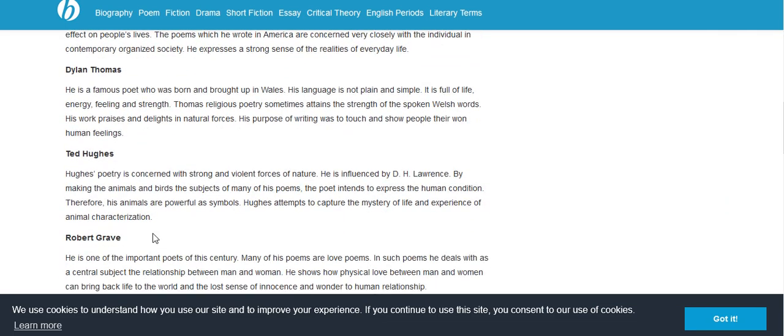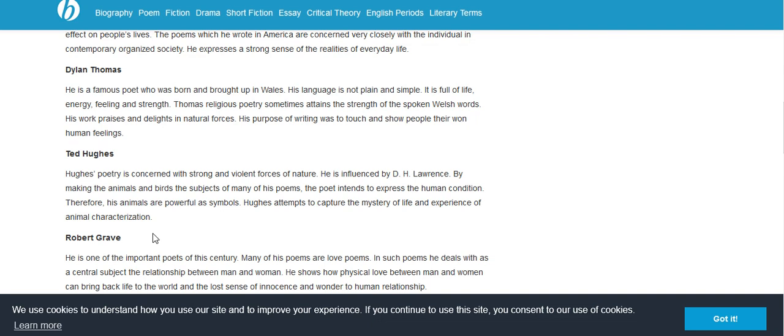Dylan Thomas is a famous poet who was born and brought up in Wales. Wales is a land in the United Kingdom, which is combined of Wales, Northern Ireland, Scotland, and England. The capital city of Wales is Cardiff. So Dylan Thomas is a Welsh poet.